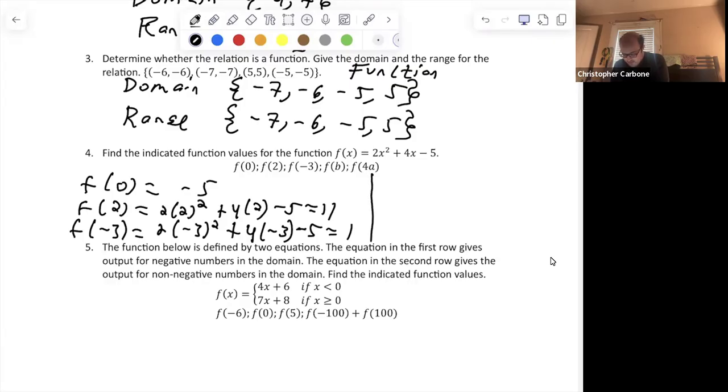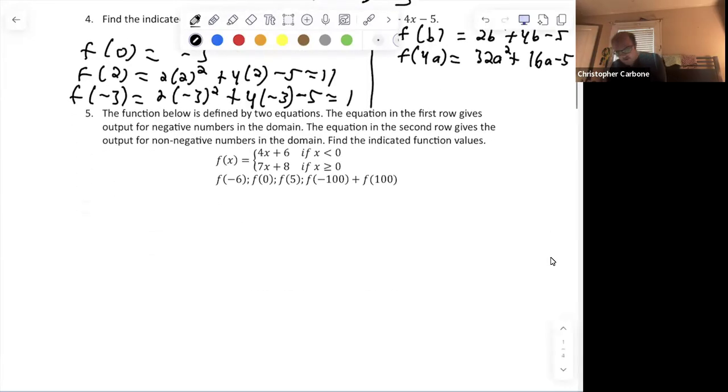Then for the last two, f of b would just be 2b squared plus 4b minus 5. F of 4a could just be slightly simplified. This would be 4a squared times 2. So 4 squared is 16 times 2 is 32a squared plus 4 times 4 is 16a minus 5.